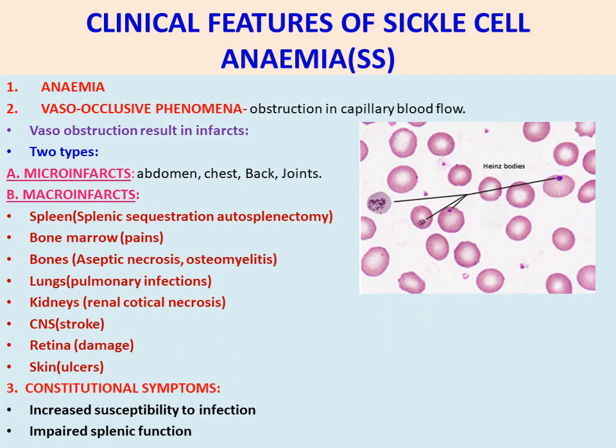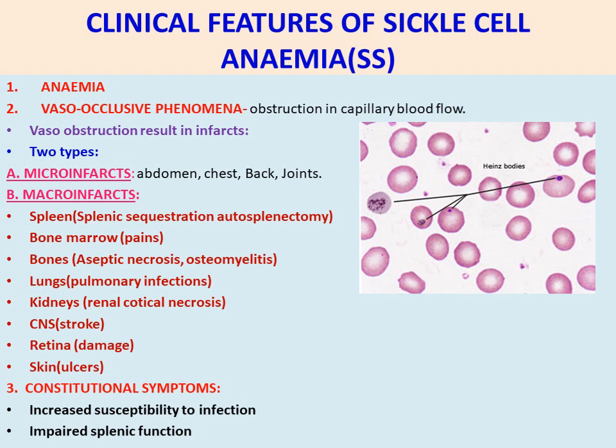Next, clinical features of sickle cell anemia. So in sickle cell anemia, what happens? In this, there are 3 features. First, anemia. Second point is vaso-occlusive phenomena. Third one is constitutional symptoms. So first one, anemia. That means, as you know, decreased RBC hemoglobin, that is anemia. Second, vaso-occlusive phenomena, that means obstruction in capillary blood flow.